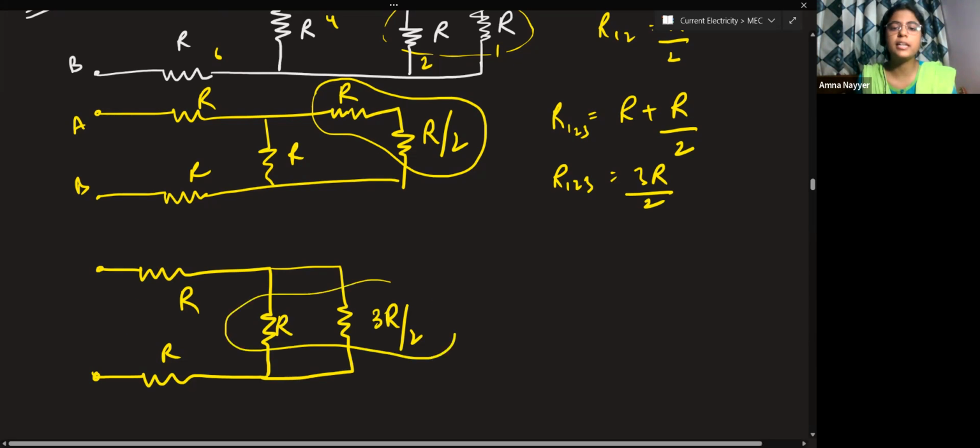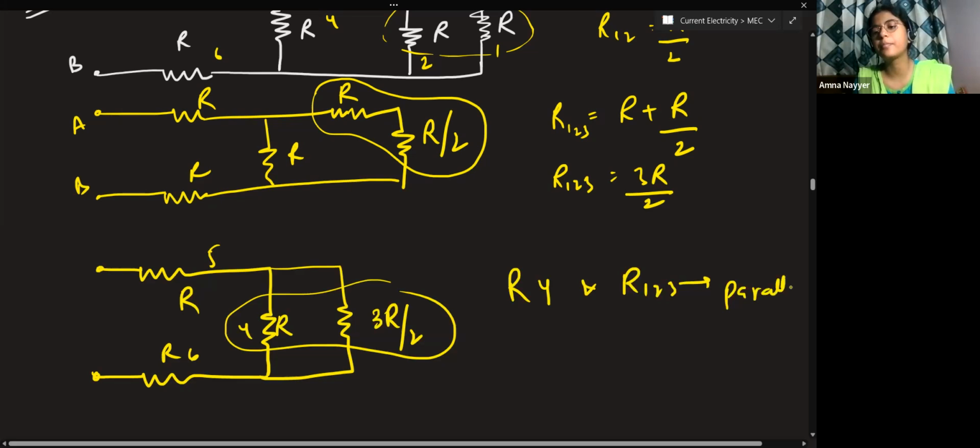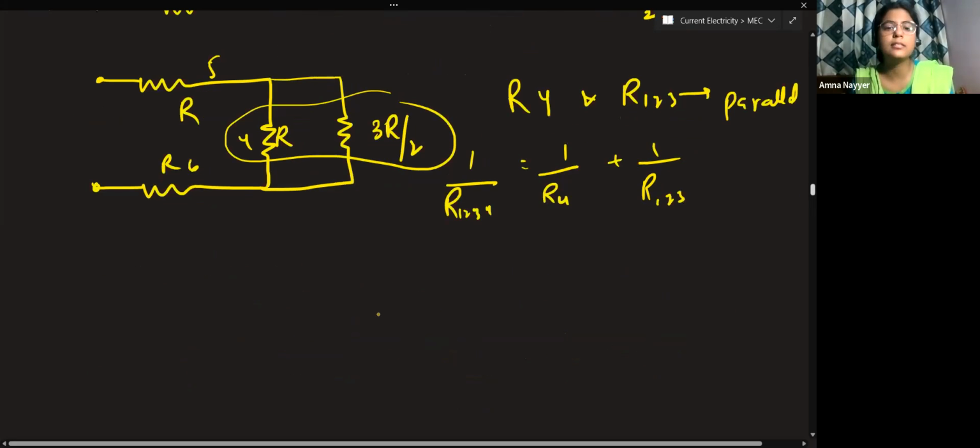Both of these are connected in which manner? Parallel. This was fourth, no? Fourth, fifth, sixth. So R4 and R1, 2, 3 are connected in parallel. So 1 by R1, 2, 3, 4 will be 1 by R4 plus 1 by R1, 2, 3. R4 is capital R. So 1 by R1, 2, 3, 4 will be 1 by R plus 2 by 3R.